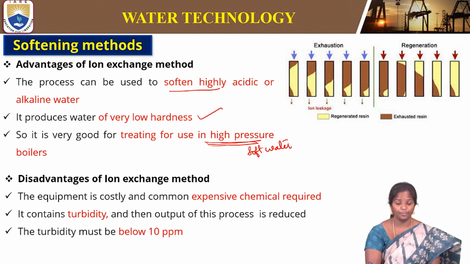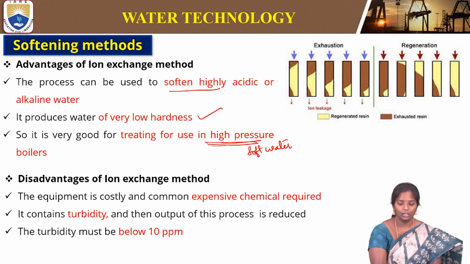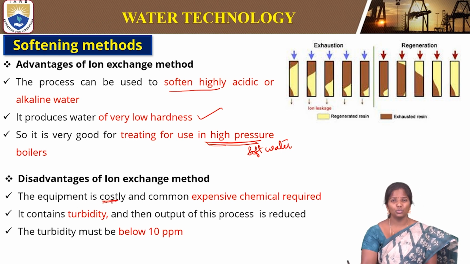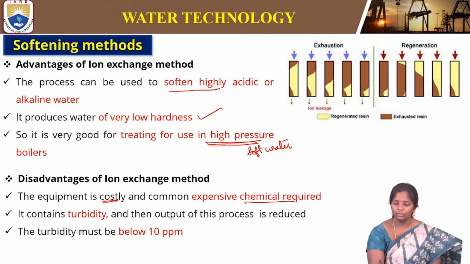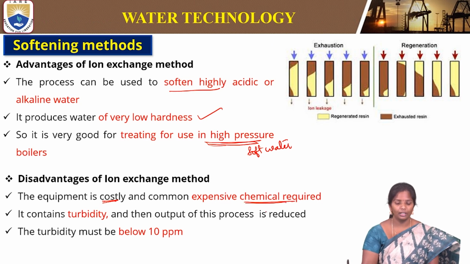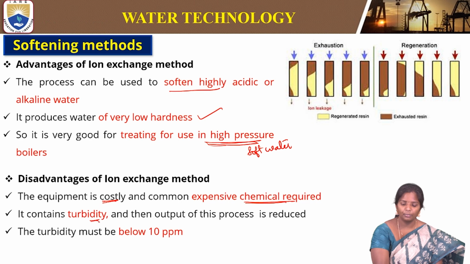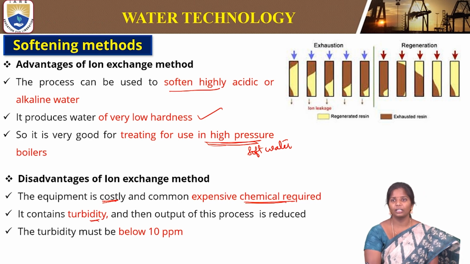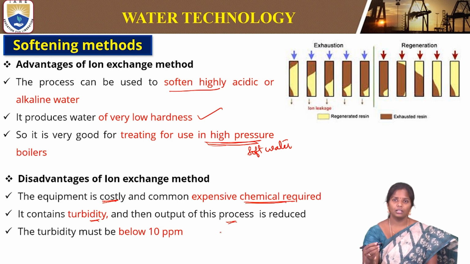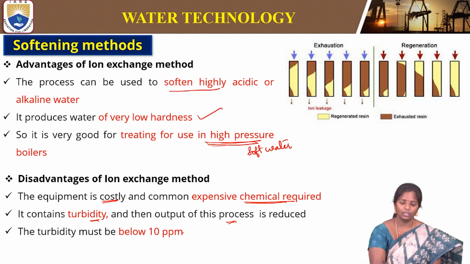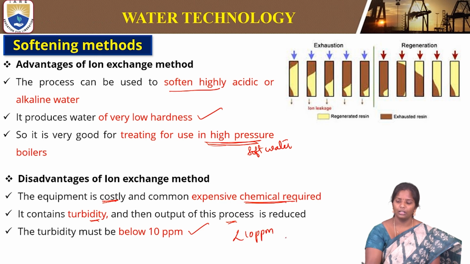Therefore, it is good for high pressure boilers. Then what are the disadvantages? The equipment is costly due to the usage of these resins and chemicals. And if the water contains turbidity, then the output will be reduced, as it affects the percolation into the resin. So the turbidity must be maintained at less than 10 ppm.